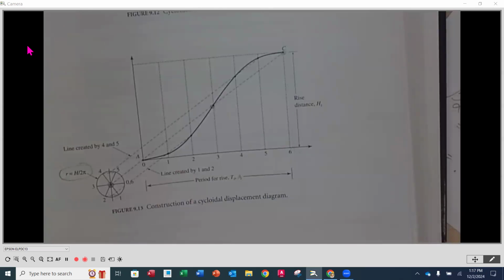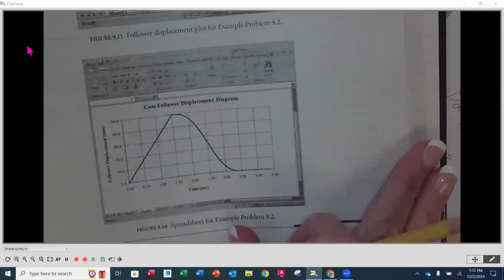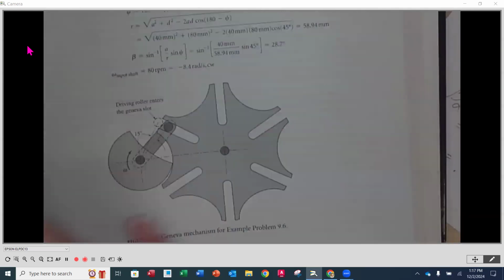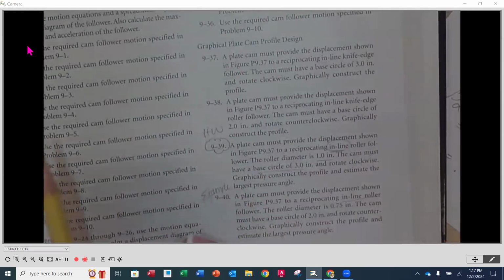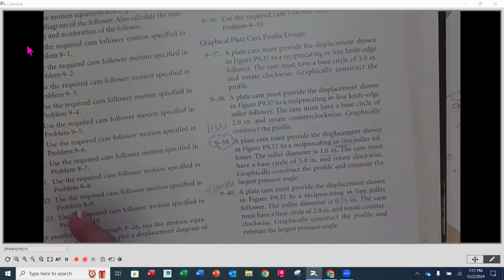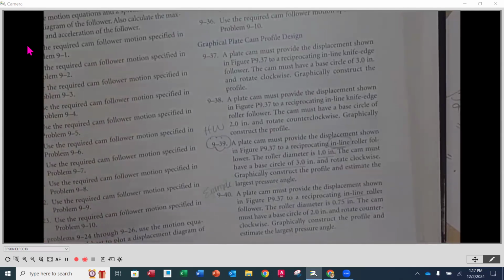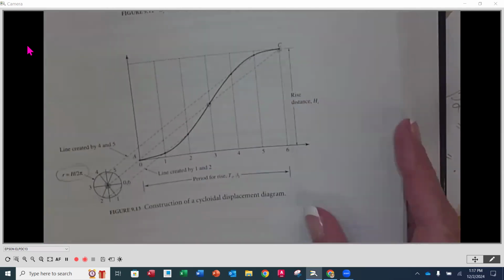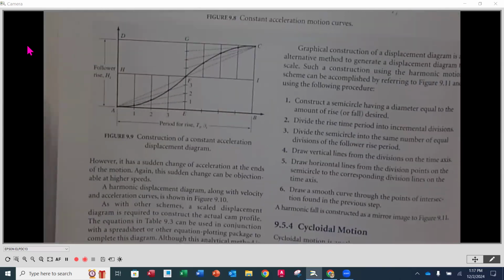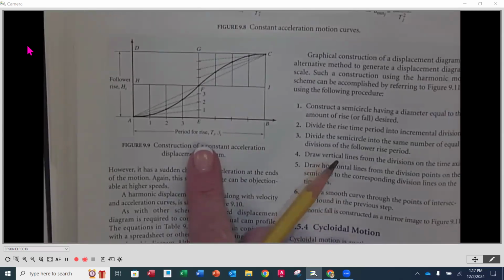Now the last, let me take a peek at the end of the chapter here. I know which problems I'm having you do this for. So for homework, I just want to be sure: harmonic motion, good, and cycloidal. Those are the only two. So harmonic and cycloidal are going to be your homework problems. If you are interested, here is the constant acceleration construction.